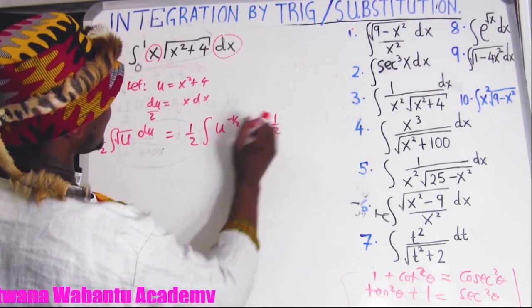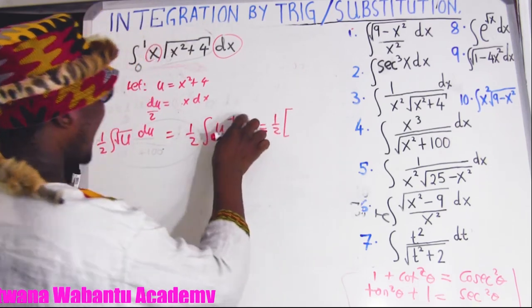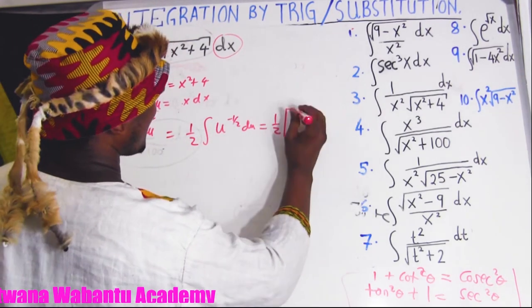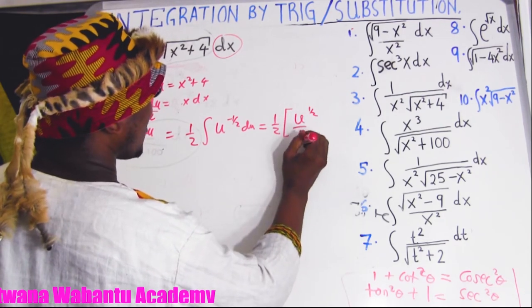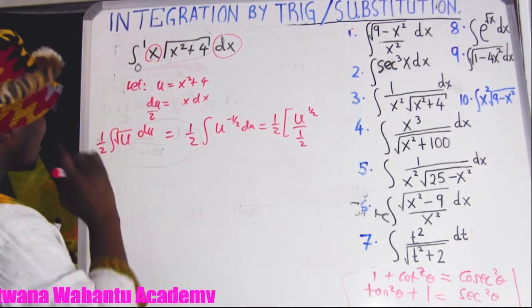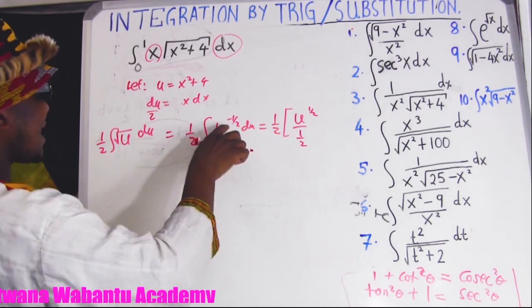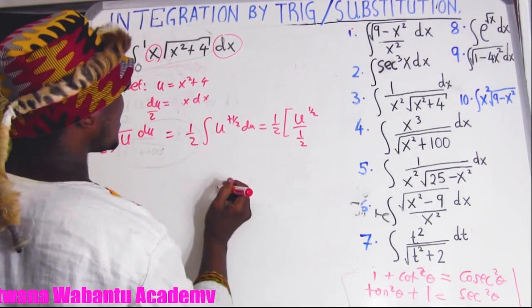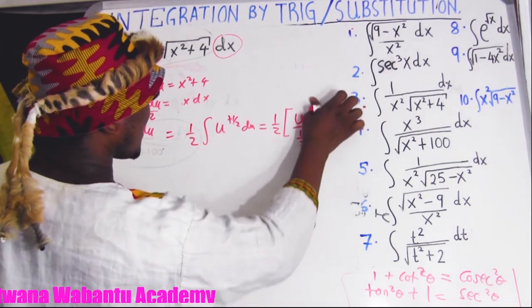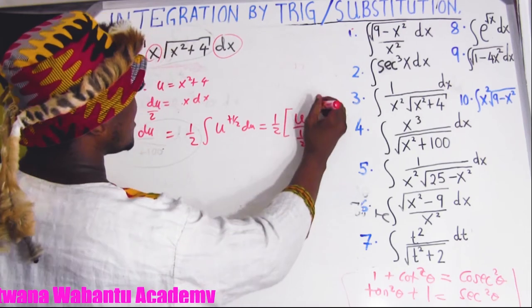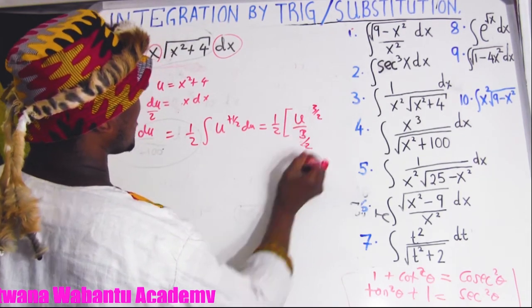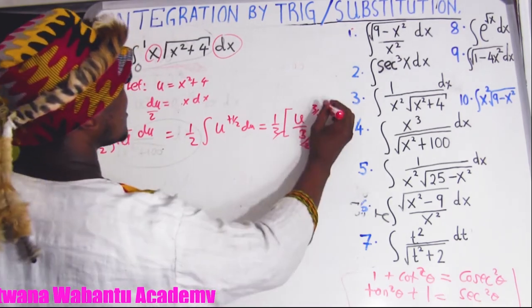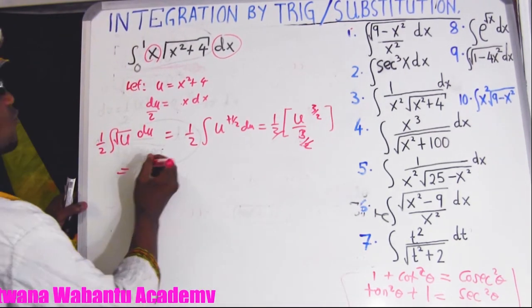And this can be 1 over 2. Add 1 to the power: u to the negative 1/2 becomes u to the positive 1/2. Divide by the half again, so 1 over 2. How did I get a half here? This is positive, so this is going to be 3 over 2 then. The 2 and 2 cancel, so this is going to be only 3.